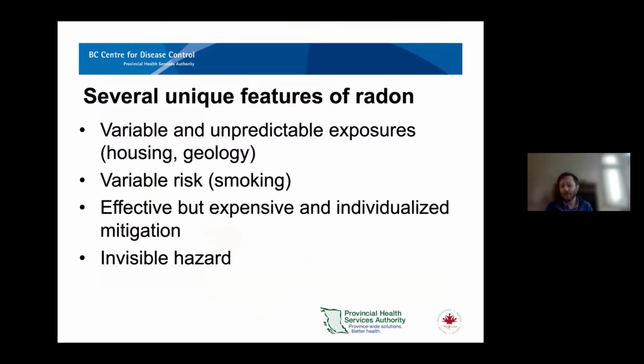So when it comes to thinking about radon, there's some unique features, I think. As we've talked about, there's really unpredictable and variable exposure, depends on housing and geology, a variable risk, depending on things like smoking. There is an effective but expensive and individualized mitigation in this case. So what I mean by that is an individual goes out and decides to test, decides to install the system in their home. That's fairly expensive and it requires somebody to take the initiative to do that. And it's an invisible hazard. You don't see it, you don't feel it, you don't smell it. So in some important ways, it's unlike some things like UV radiation.